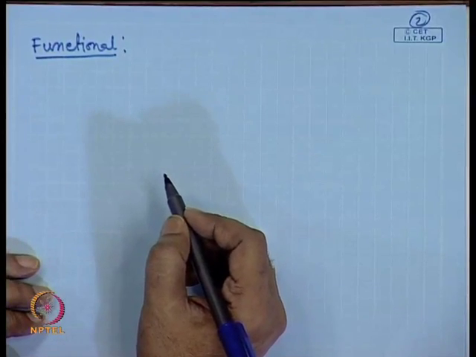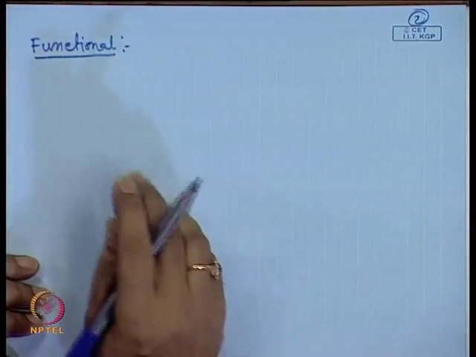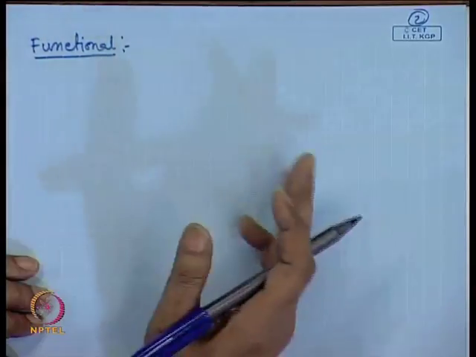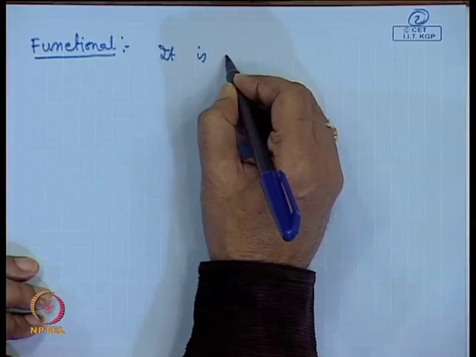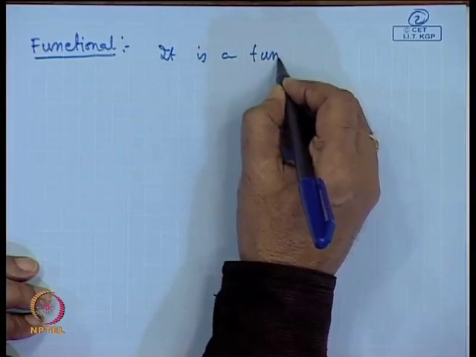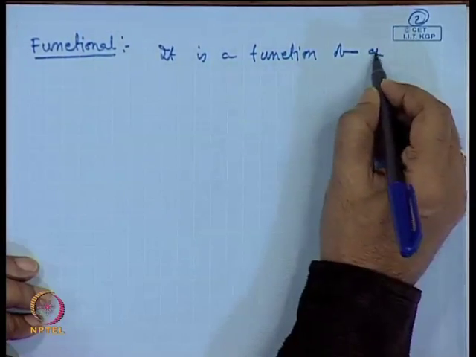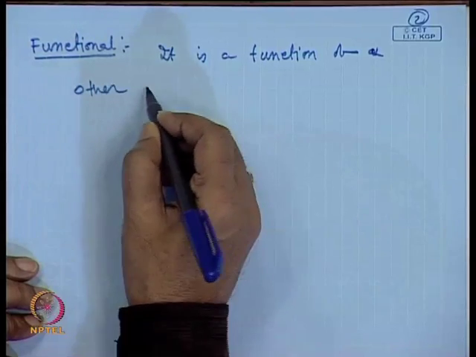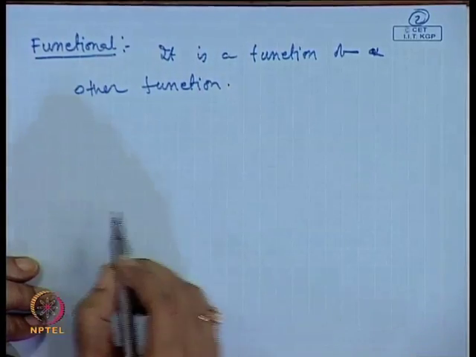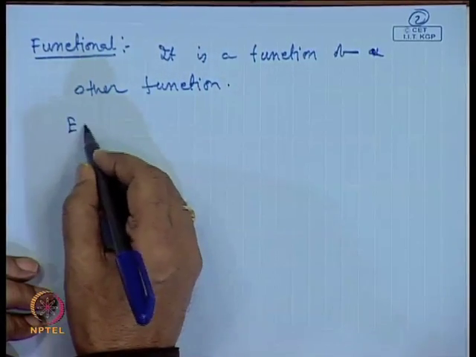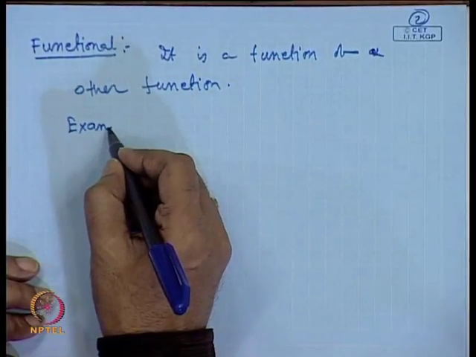So, it is an important concept of calculus of variations, agree? This functional is nothing but a function of a function. In other words, you can say it is a function of other functions. Let us take one example. Functional is nothing but a function of a function. Agree? Example.